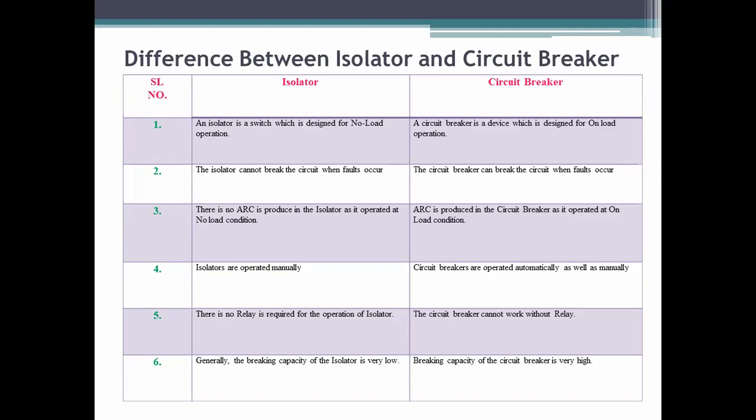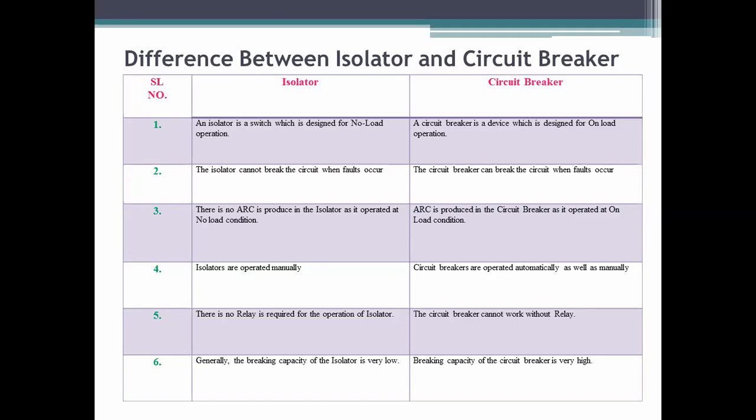The next difference is that isolators are operated manually. There is no automatic operation. We can isolate any circuit manually. Then there is no relay for isolator. And for circuit breakers, we can operate it automatically or manually.